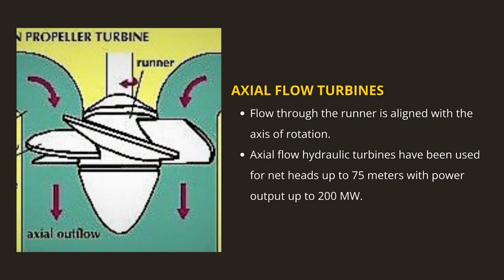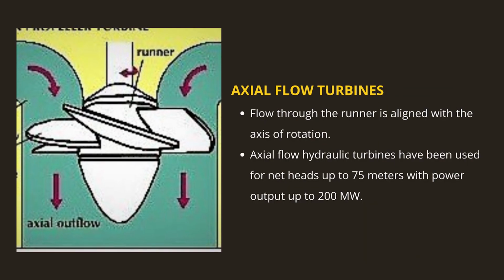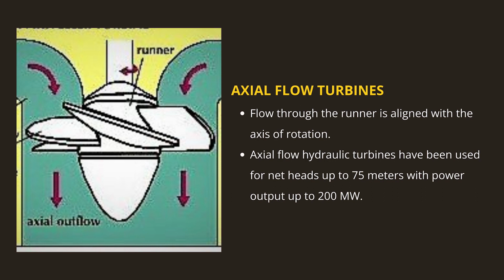Now let us have some discussion on axial flow turbines. Axial flow turbines are those in which the runner is aligned with the axis of rotation. Axial flow hydraulic turbines have been used for net heads up to 75 meters with power output up to 200 megawatt. However, they are generally used in head applications below 35 meters. S type turbines are also used for below 30 meter heads and 8 megawatt power capacity. Bulb and pit units can be used to about 25 meters head and 100 megawatt capacity. By these data, I am just trying to give an idea, depending upon capacity and head, which type of turbine can be employed.